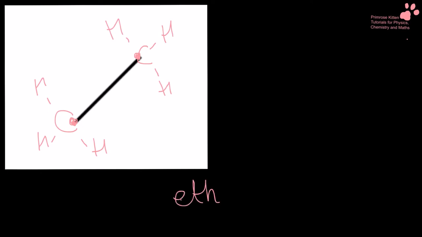Name this. A nice simple one to start off with. It may look quite confusing, but what you need to remember is that each point is a carbon, and that carbon is surrounded by hydrogens. So this, two carbons, single bonds: ethane. Name this. Here we have one carbon, two carbons, three carbons, all single bonds, so this is propane.